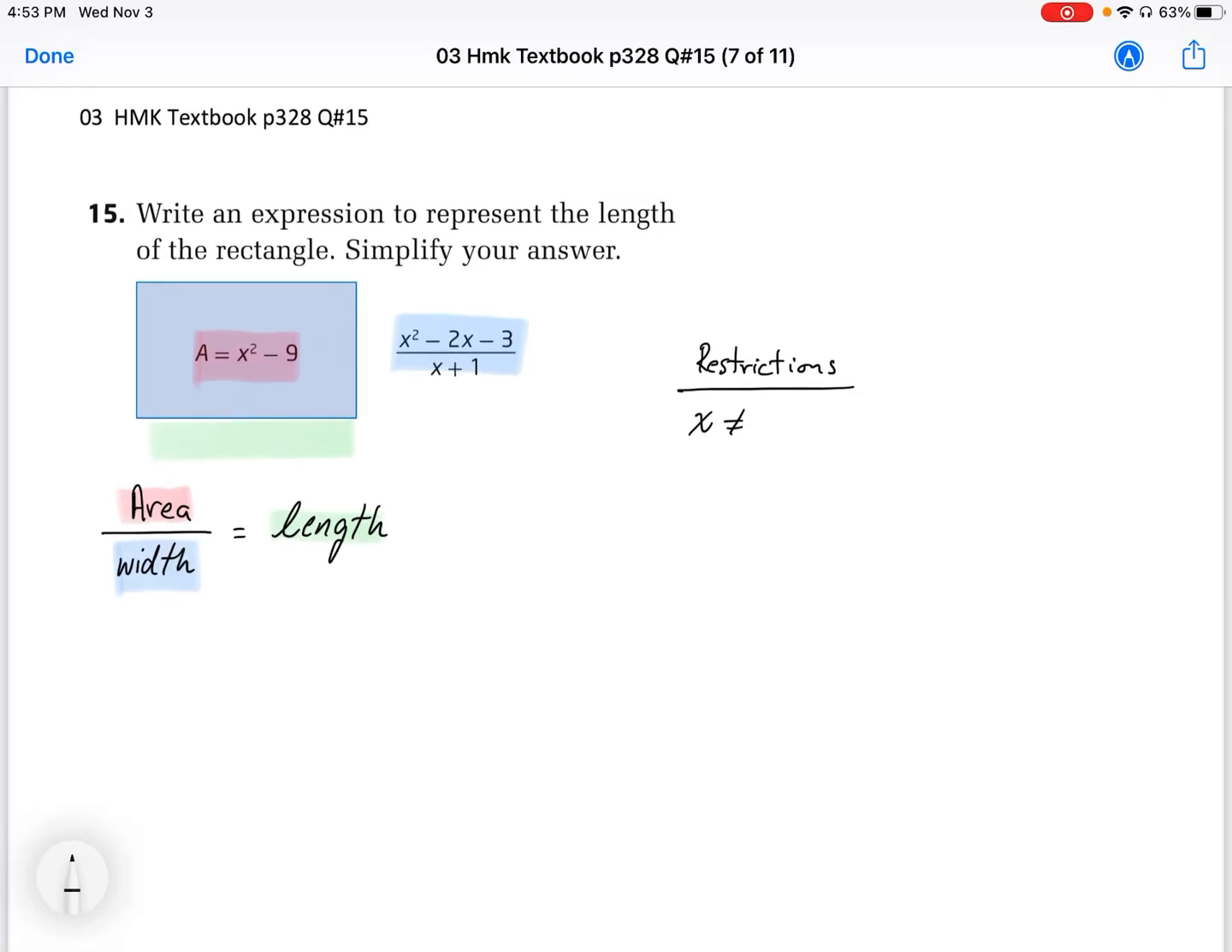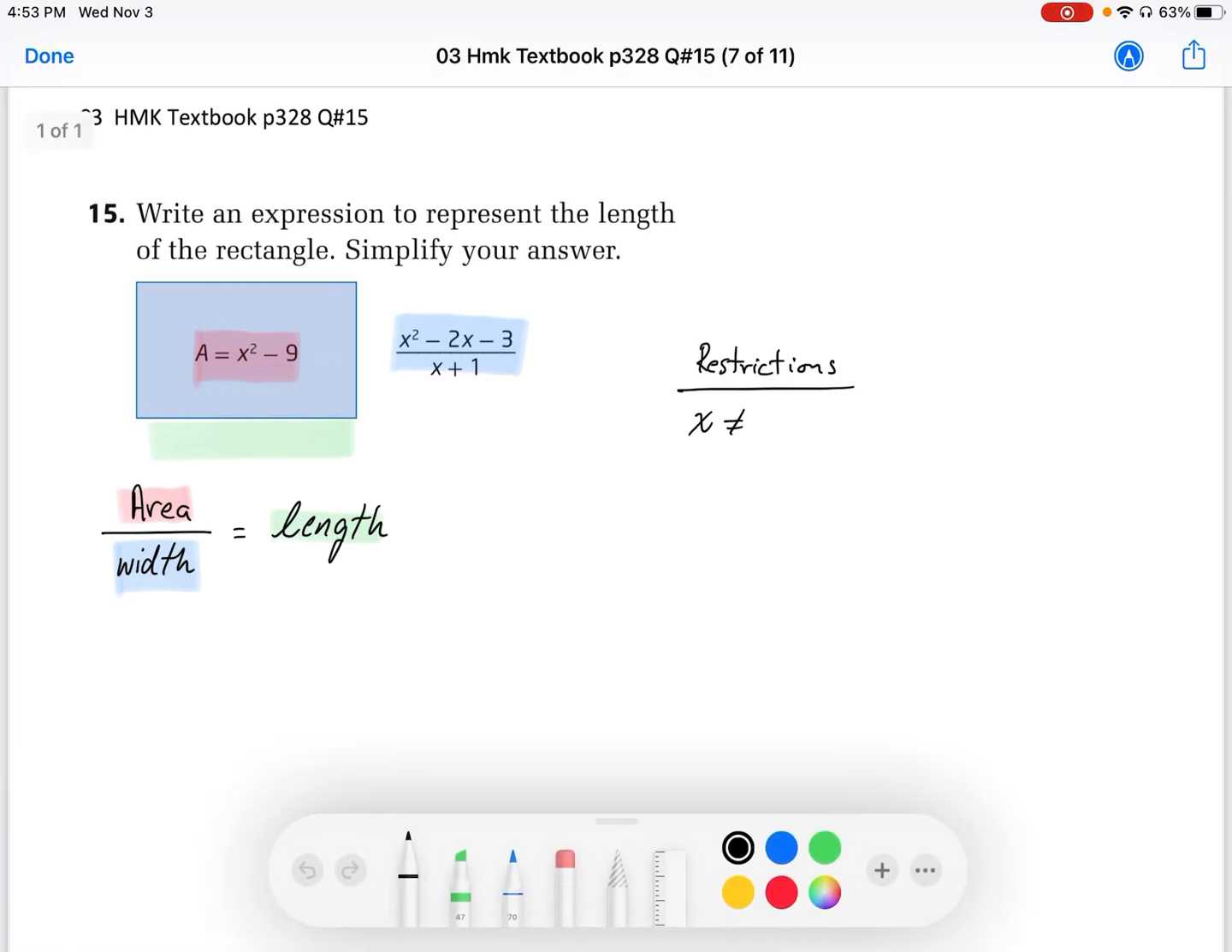In this question, it says, write an expression to represent the length of the rectangle and then simplify the answer. Well, the length of the rectangle is going to be found by taking an area, dividing it by the width, and that's going to equal the length. So I have the area in red here. I'm just going to point this out, this area in red here. And our width in blue is going to equal the length, which we have unknown in the green.